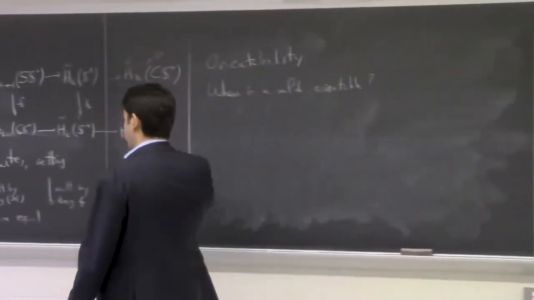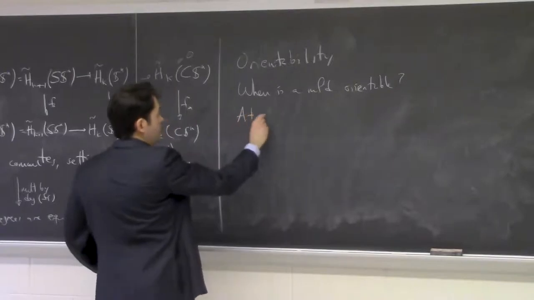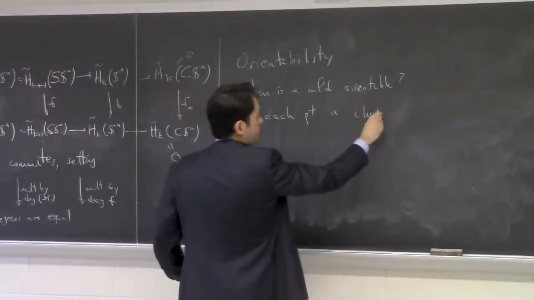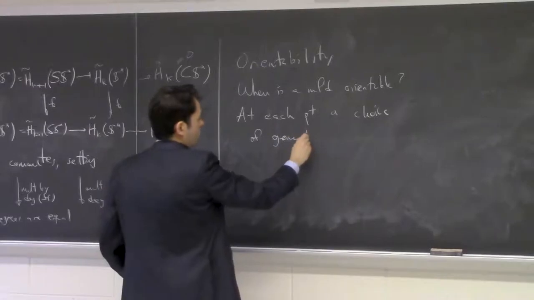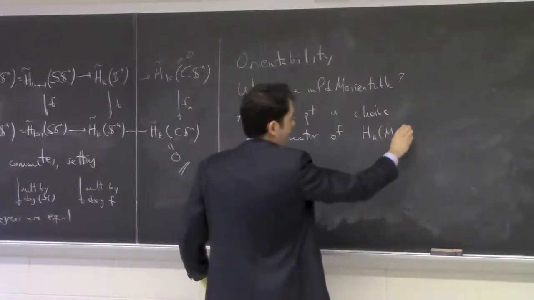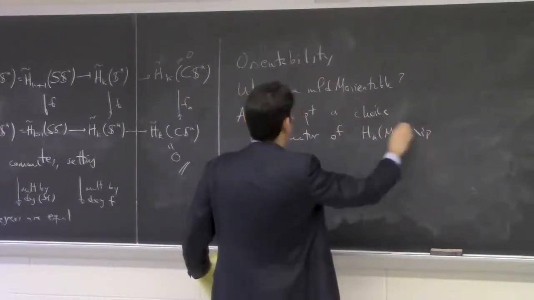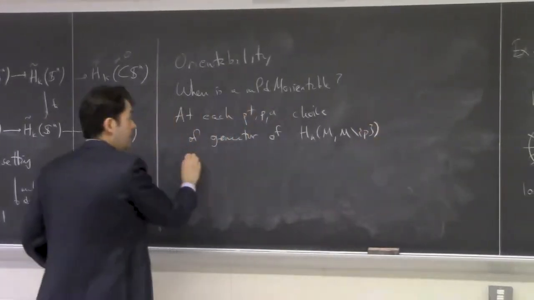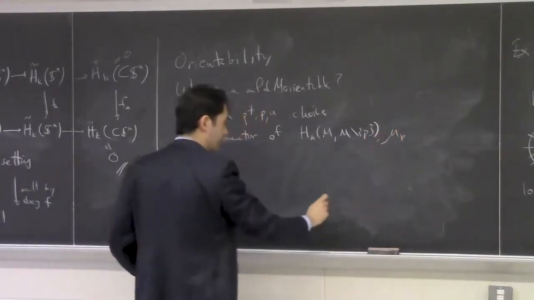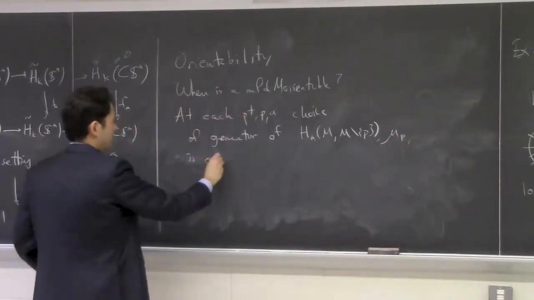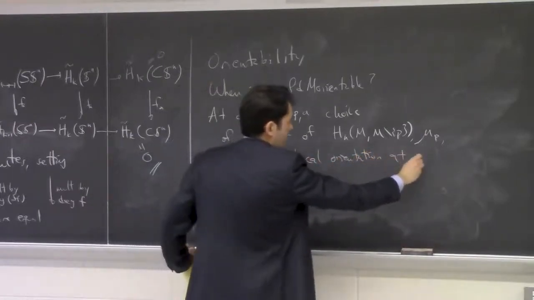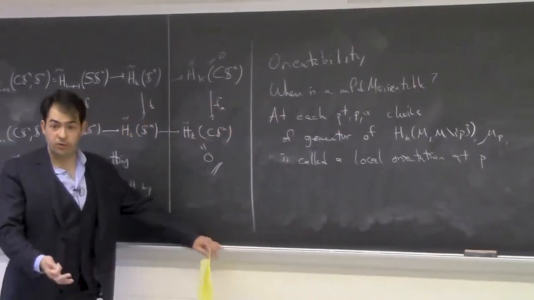Okay, so at each point, a choice of generator of Hn of the manifold M, M minus a point, is, well, let's give this a name too, mu of P. A local orientation at P. Okay, so a manifold locally looks like Rn, right?